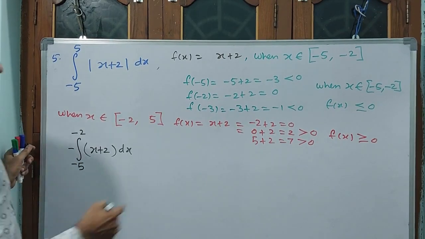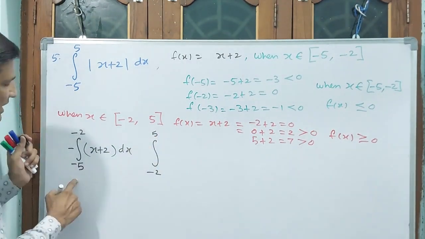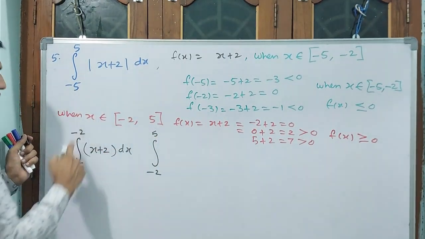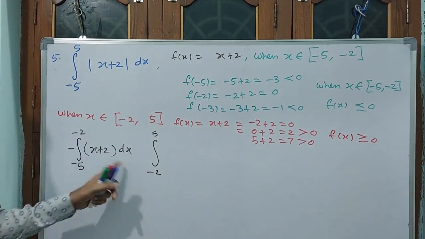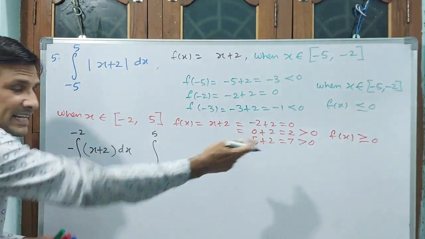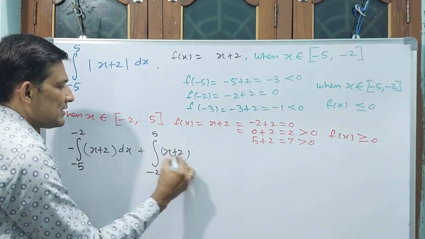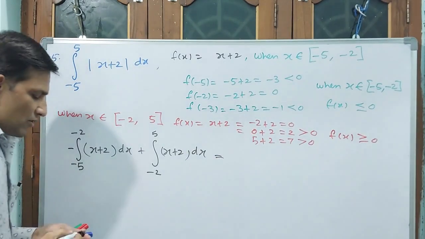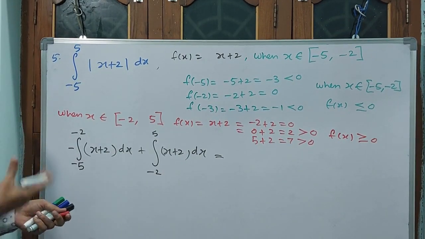Okay? Then afterwards integral minus 2 to 5. Why? Because minus 5 to minus 2 is over, now minus 2 to 5. Lower limit to upper limit it has to match. Minus 5 to plus 5 it has to match. Minus 5 to minus 2, minus 2 to plus 5. Okay. F of x is what? Greater than 0. That means you apply plus. Then same again you write x plus 2 dx. You understand this? See, if any modulus comes, like this only you have to take. You have to split the intervals. Okay. Now you can proceed further.